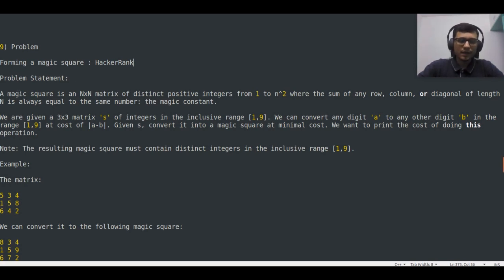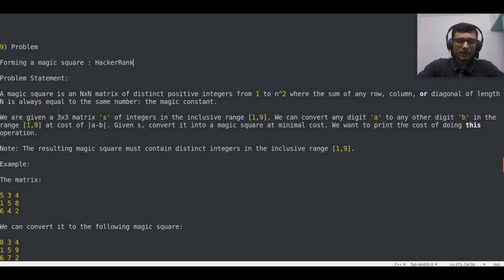Initially they have defined what a magic square is. A magic square is an n by n matrix of distinct positive integers from 1 to n squared, where the sum of the values in any row, column, or diagonal of length n is always equal to the same number, and they call this number the magic constant.